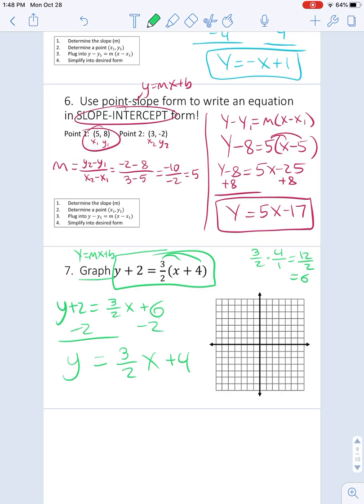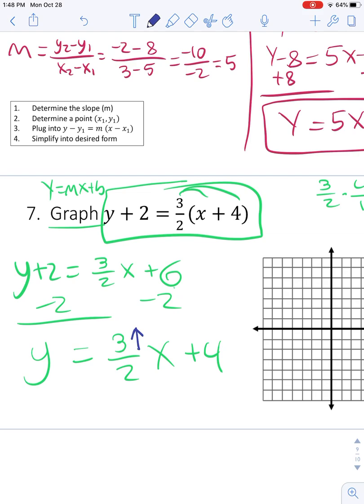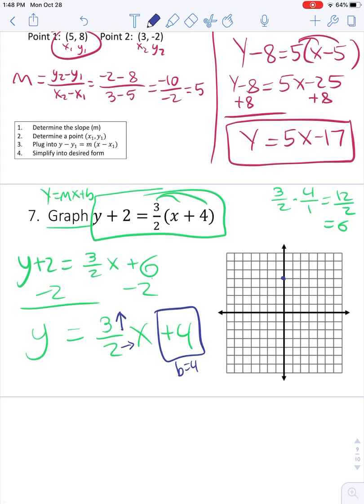And from the previous lesson, we know how to graph this. We know that 3 means go up 3, 2 means go right 2, and 4 is our b, which is where we start. So we're going to start at 0, 4, and we're going to go up 3, 1, 2, 3, and over 1, 2. And there's our next point. And then we can go backwards by going down 3 and left 2, down 3 and left 2, down 3 and left 2, till I run out of room. And we've got all the points we need to graph the line.